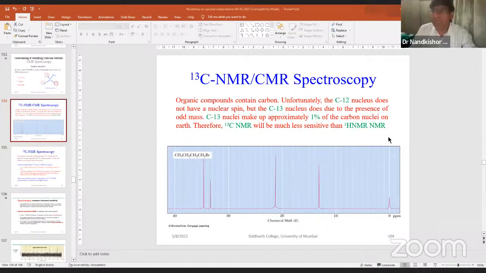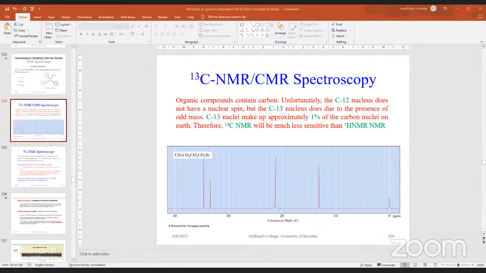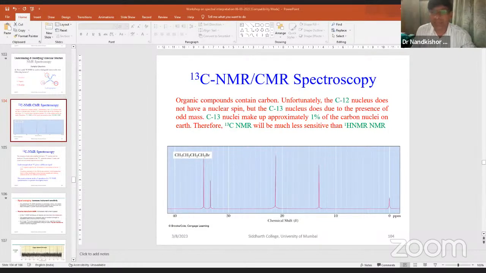When a nucleus having a half integral spin at its own axis is considered to be a bar magnet, that means it produces a magnetic field. When placed in a strong magnetic field, according to the Zeeman effect, the energy levels will split.